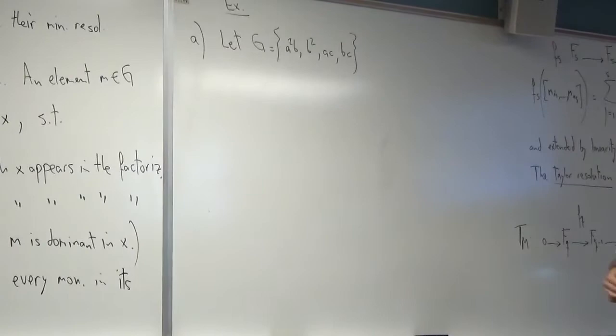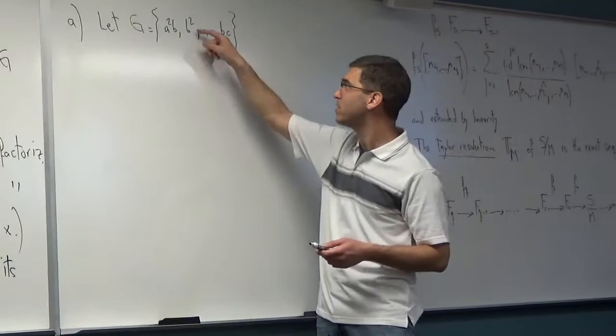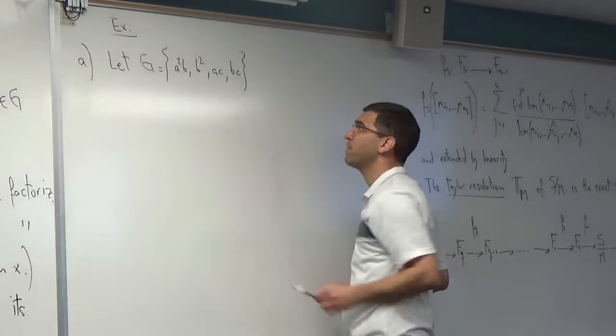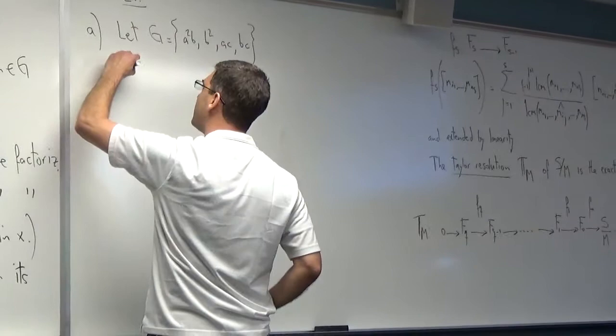Likewise, this monomial is dominant because there is one variable, b, such that the exponent with which b appears in the factorization of this monomial, 2, is larger than the exponent with which b appears in the factorization of the other three monomials. So the first two monomials are dominant, and you can verify that the last two are not. Does this make sense? Is this clear? Well, ac has c. Okay.